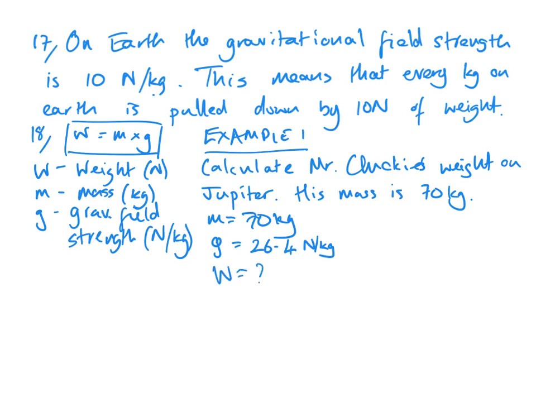And I'm being asked the weight, so I'll put W equals question mark. So the new formula we're introducing is W equals mg, or m times g. It means the same thing. Once again, we go through and do our substitution. We don't know what W is, so we'll leave it as W. We do know that m is 70, and we do know that g, in this example, is 26.4. So no rearranging required here. We just get a calculator out. And that gives us the answer, 1848 newtons.